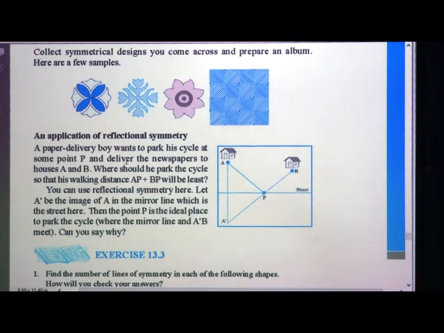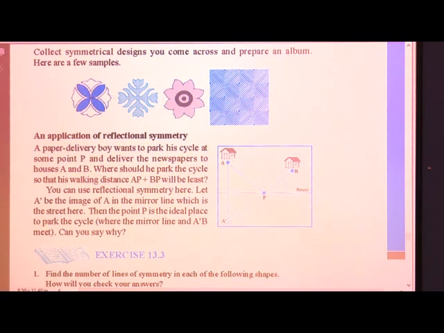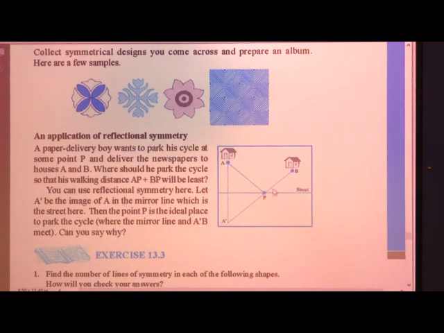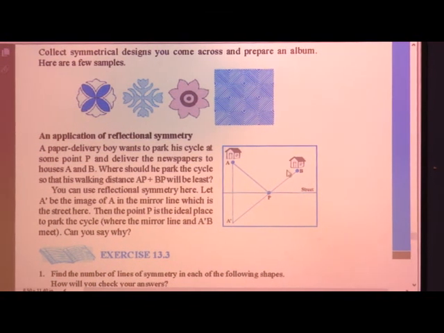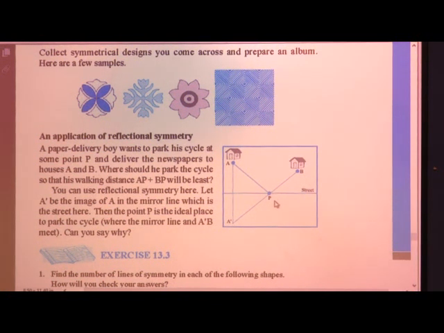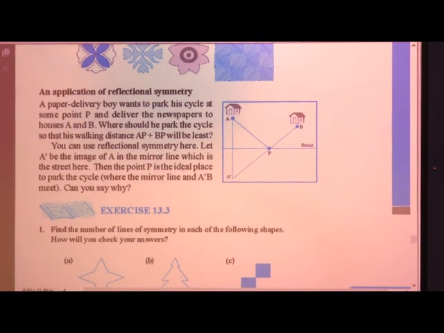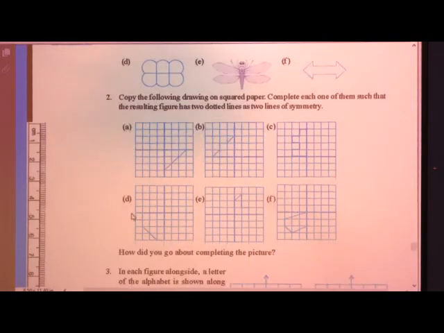A paper delivery boy wants to park his cycle at some point P to deliver the newspaper to the houses A and B. Where should he park the cycle? So, he has 2 different houses and he is starting from here. He can park the cycle here so that it becomes easy for him to go and give the paper. So, the point P is the ideal place to park the cycle, where the mirror line and A dash B meet.